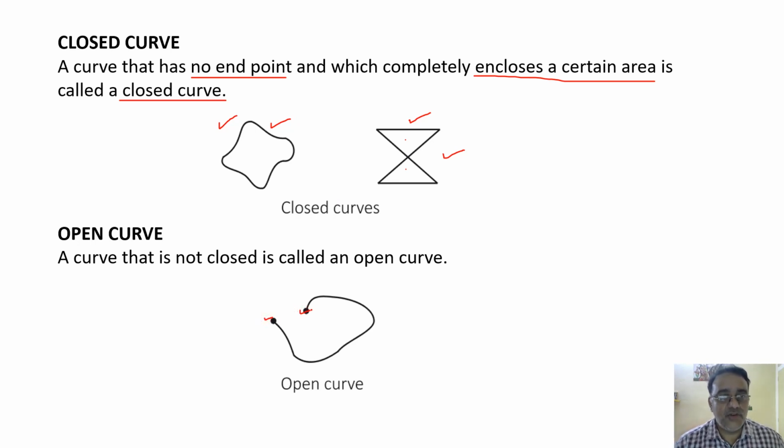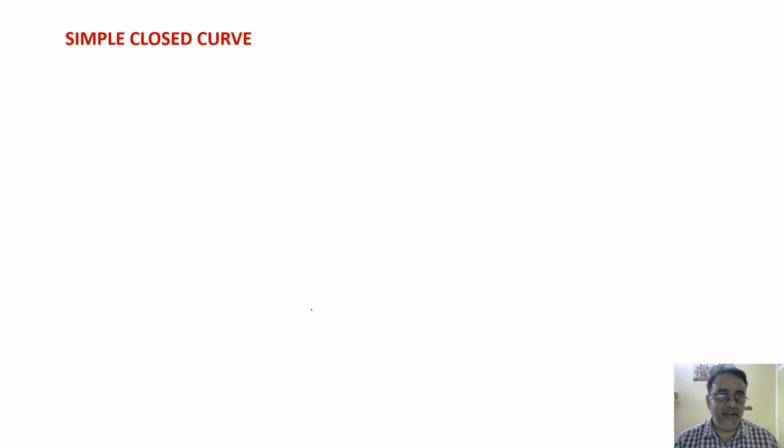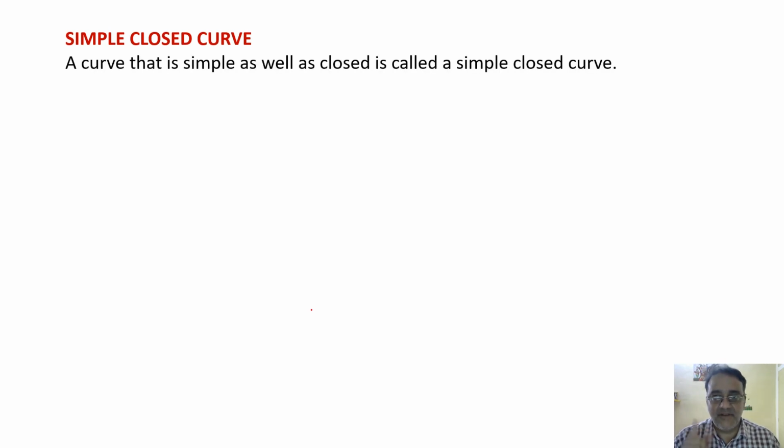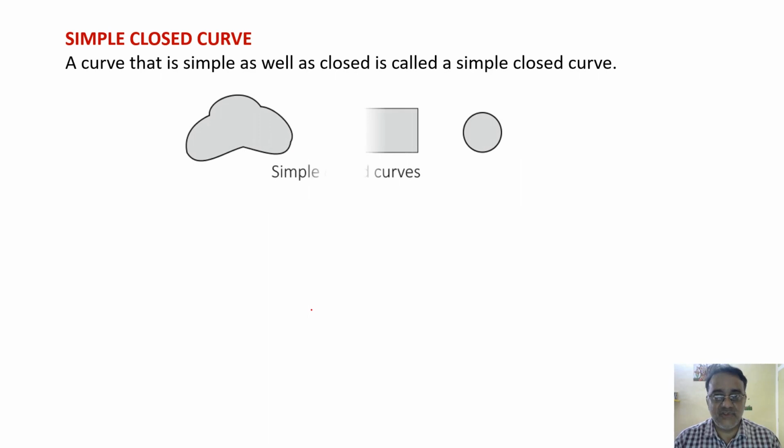Now we are going to see some simple closed curves and closed but not simple curves. So what is a simple closed curve? A curve that is simple as well as closed. Simple means the lines should not cross, and closed means it does not have any endpoints and it encloses a certain area. If you combine both, you get a simple closed curve. Yes, so these are examples of simple closed curves.